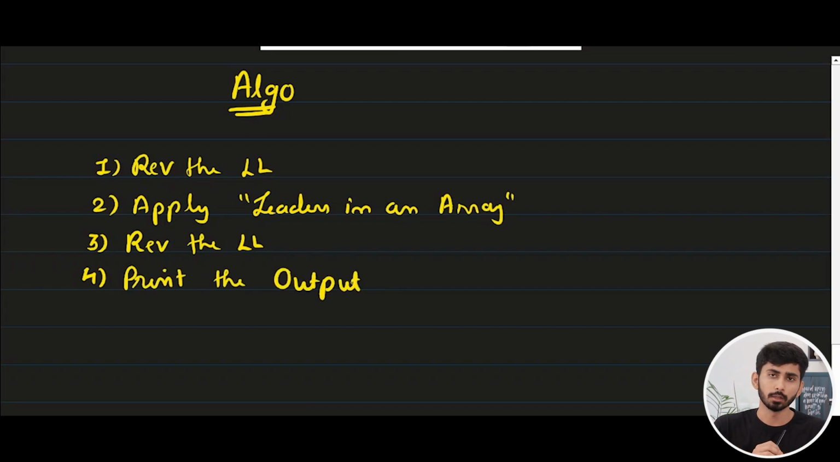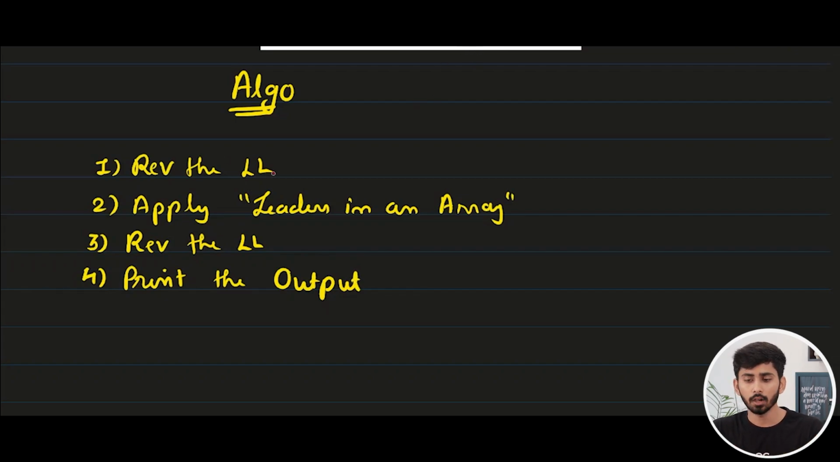So this is the entire algorithm. So now what will be the time and space complexity? Let's analyze. Reversing the linked list will take order of n, and this leaders in an array algorithm is also order of n. Basically you will be iterating over the entire linked list, and again you will be reversing, and at the end you will be printing the output.